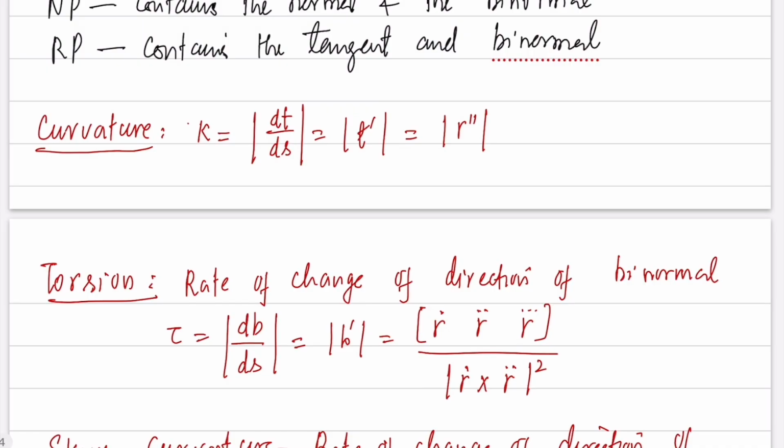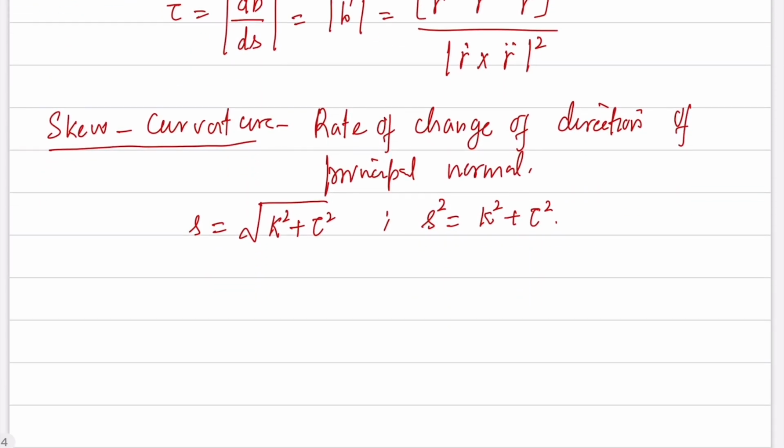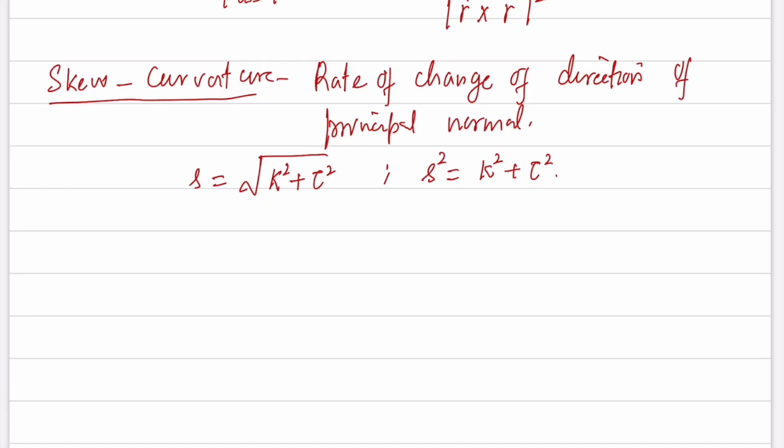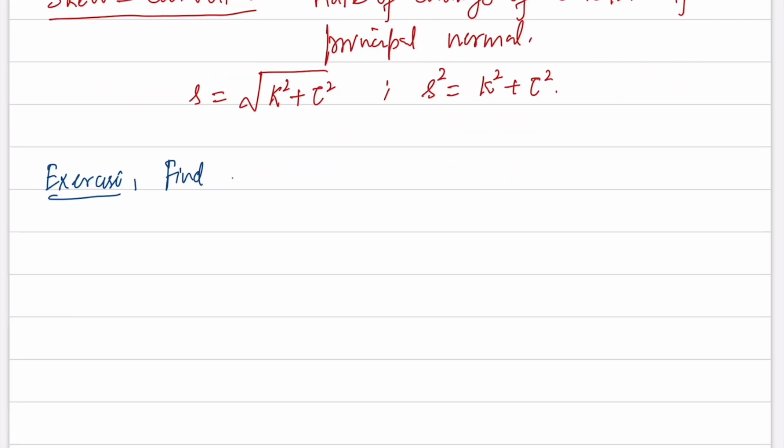Now let's also write down the formula for evaluating the curvature. The curvature is most of the time evaluated using the formula: the modulus of r dot cross r double dot, divided by the modulus of r dot whole cube. Now using these three definitions, let's evaluate the curvature, torsion, and the skew curvature for a given curve. Let's take an exercise. Find these three parameters, curvature, torsion, and skew curvature, for the parametric curve r of t equal to t, t square, t cube.